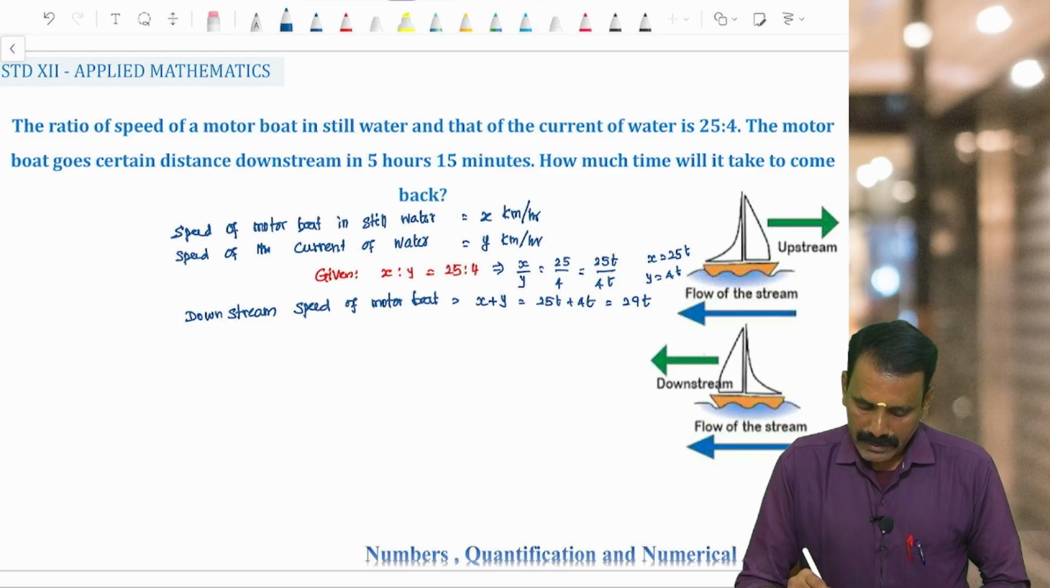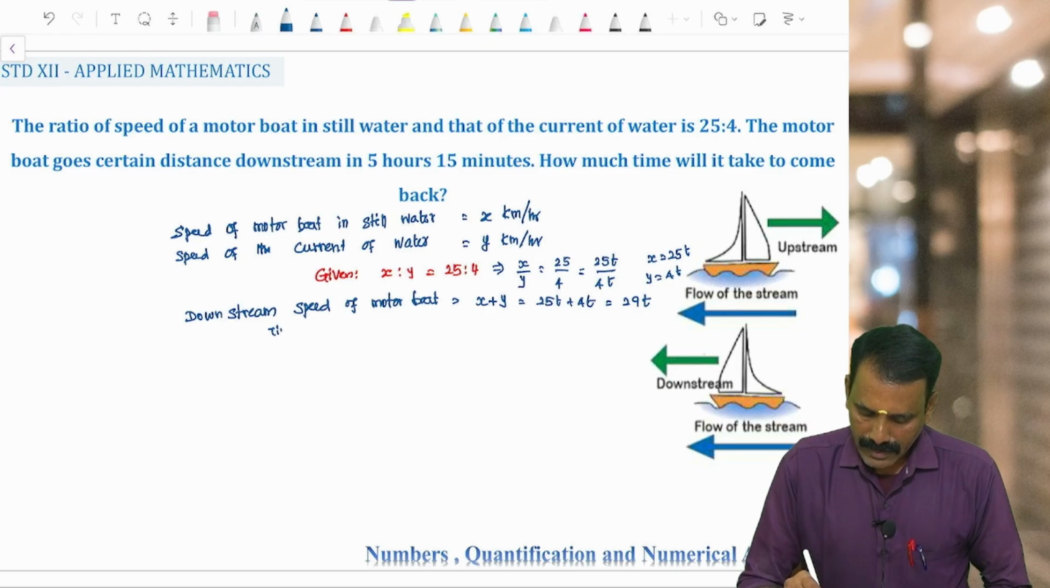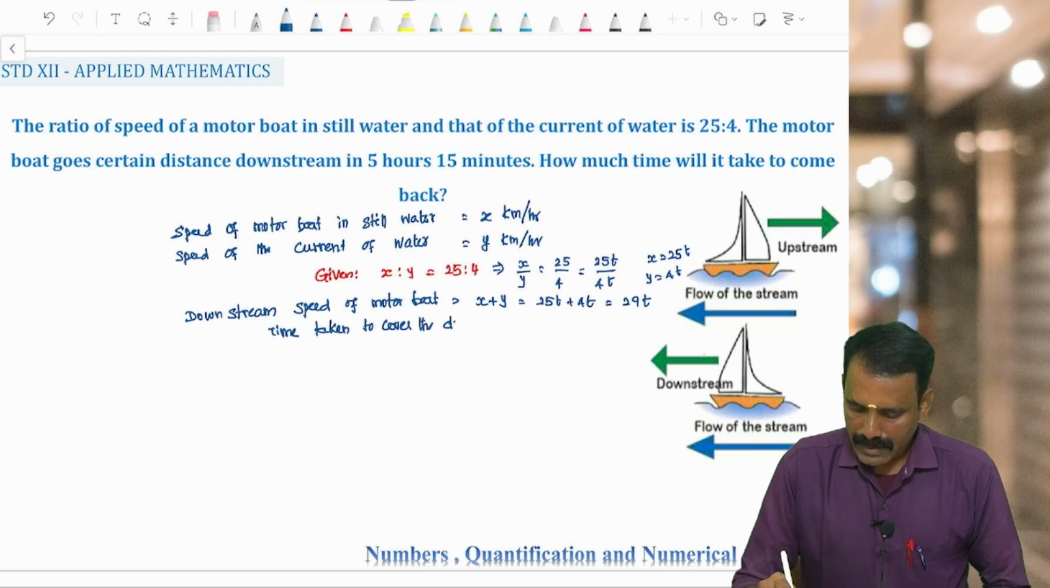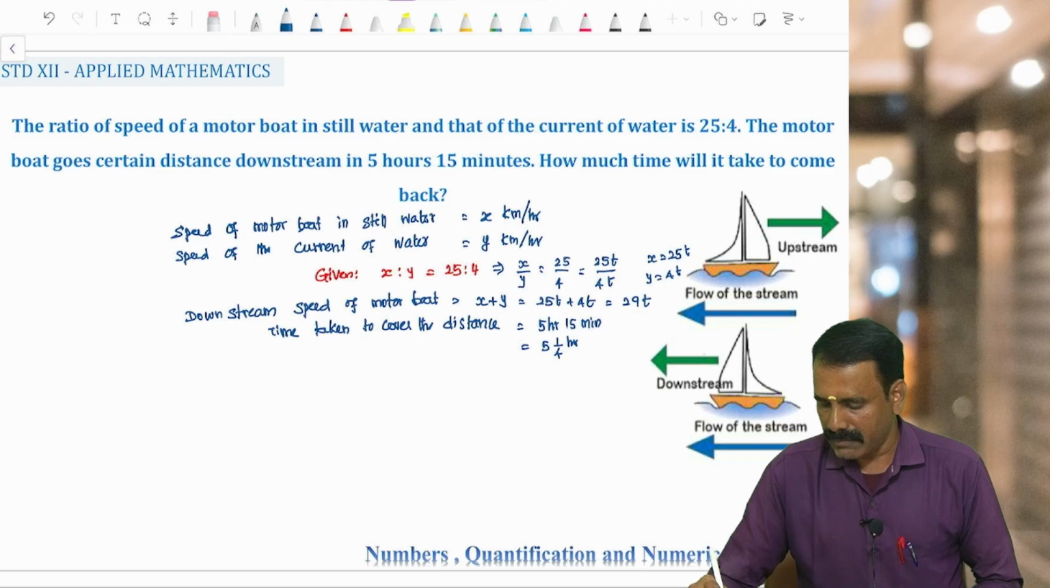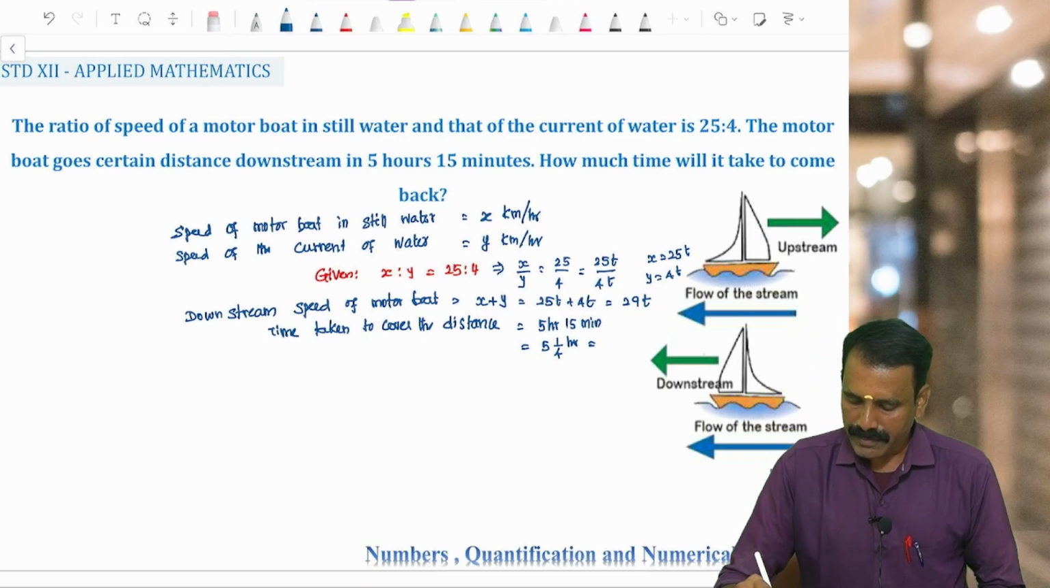Now time taken to cover the distance given to us is 5 hour 15 minutes. We convert everything to hour. 15 minutes is nothing but 15 divided by 60, so converting minutes to hour, it is 1 by 4. So 5 1 by 4 hour. When you simplify this one, it is 21 by 4 hours.